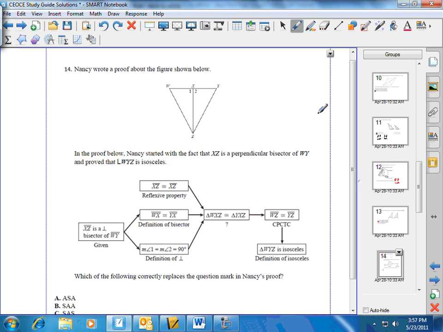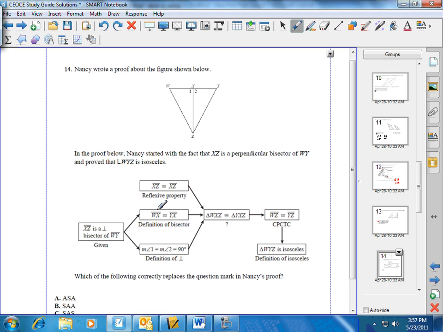Write a proof about the figure shown below. So we have a triangle WXZ. We have this point X going to Z. And we're told in the proof below, Nancy started with the fact that XZ is a perpendicular bisector of WY, and proved that triangle, I guess that should be triangle WYZ, is an isosceles triangle. Okay, so she has a flow proof going here. She's starting with a given: segment XZ is a perpendicular bisector of WY.